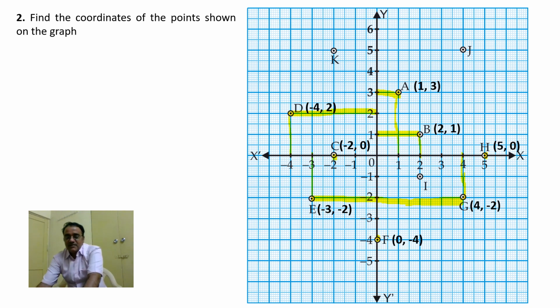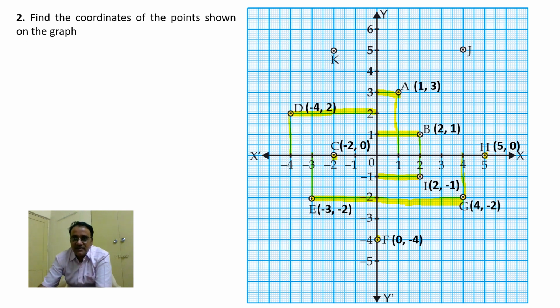Next is I. The point I has the value of x with respect to the x-axis as 2 and the value of y is -1. So (2, -1) is the coordinate.